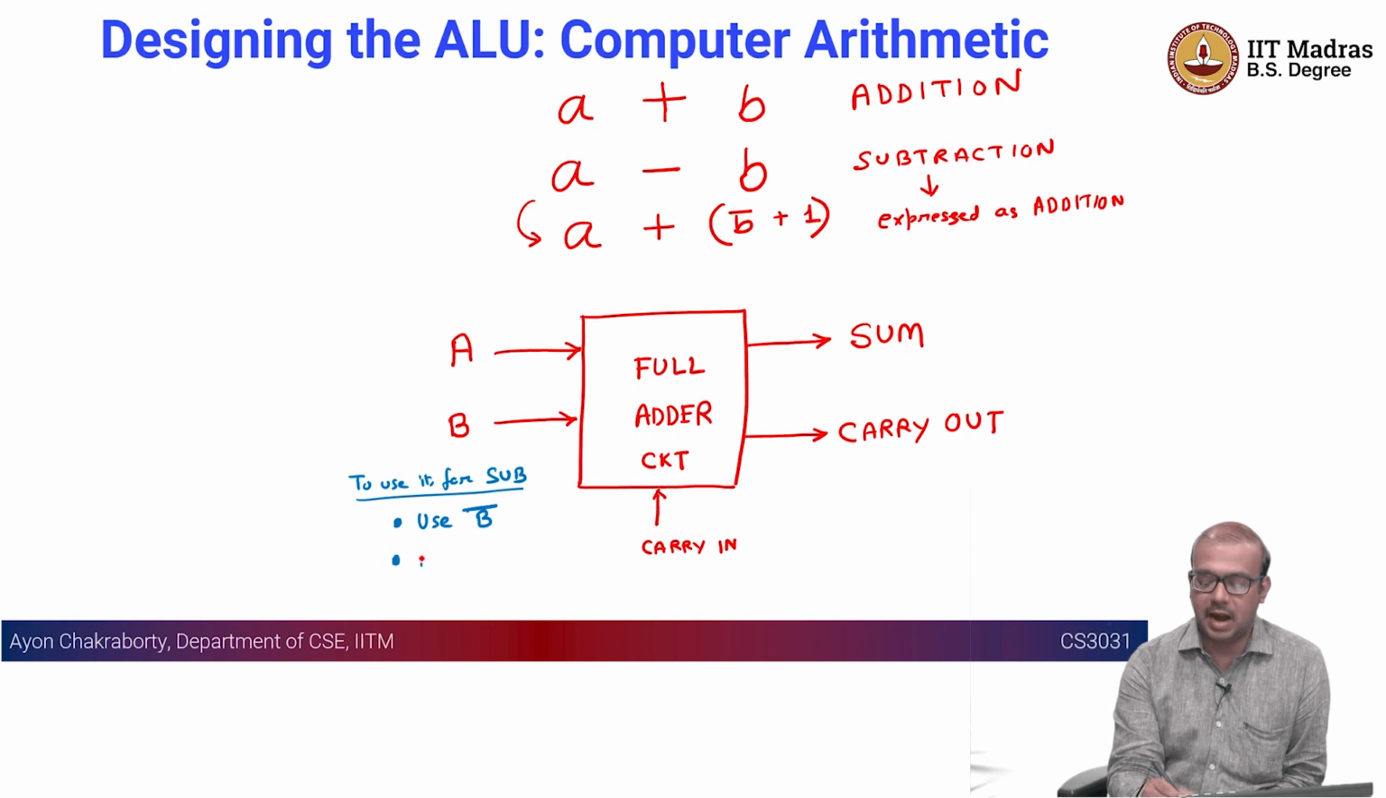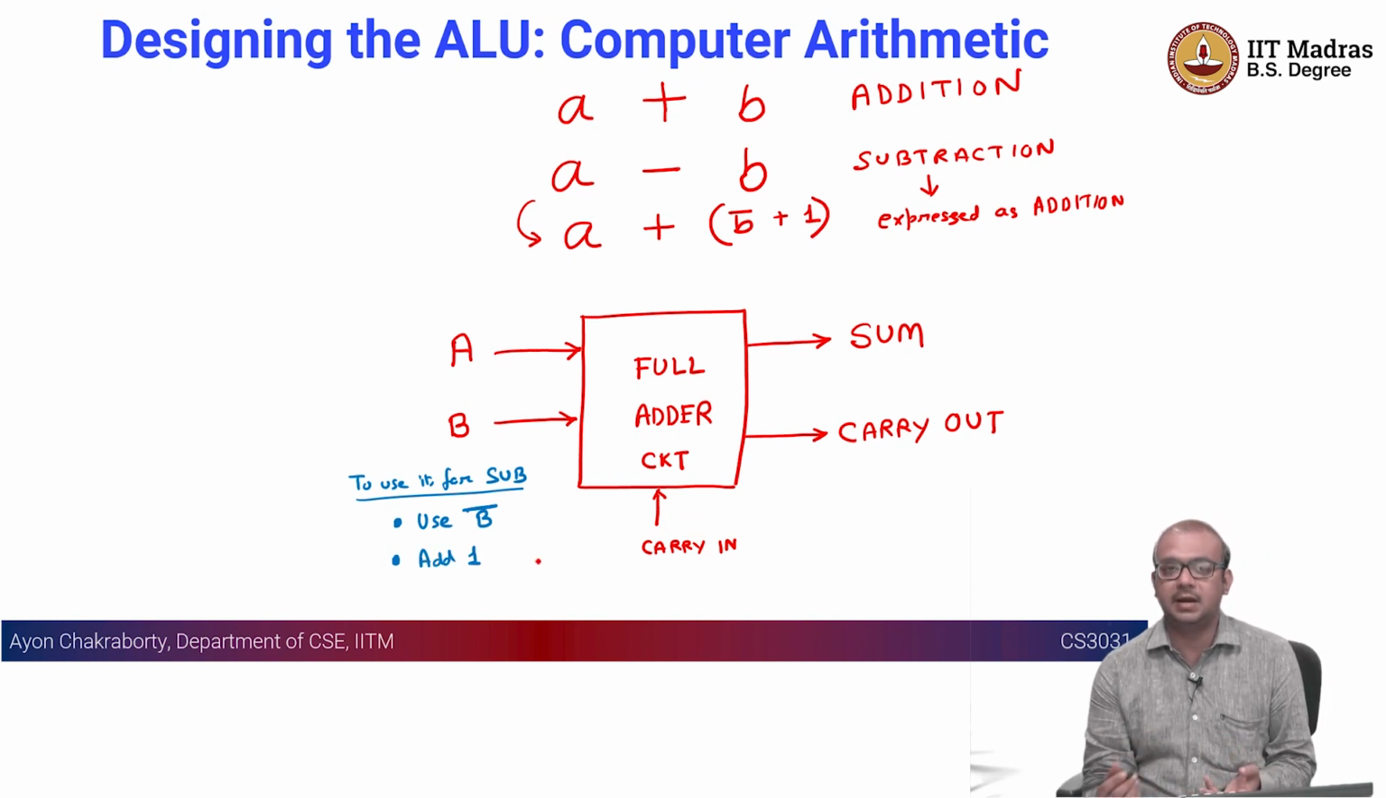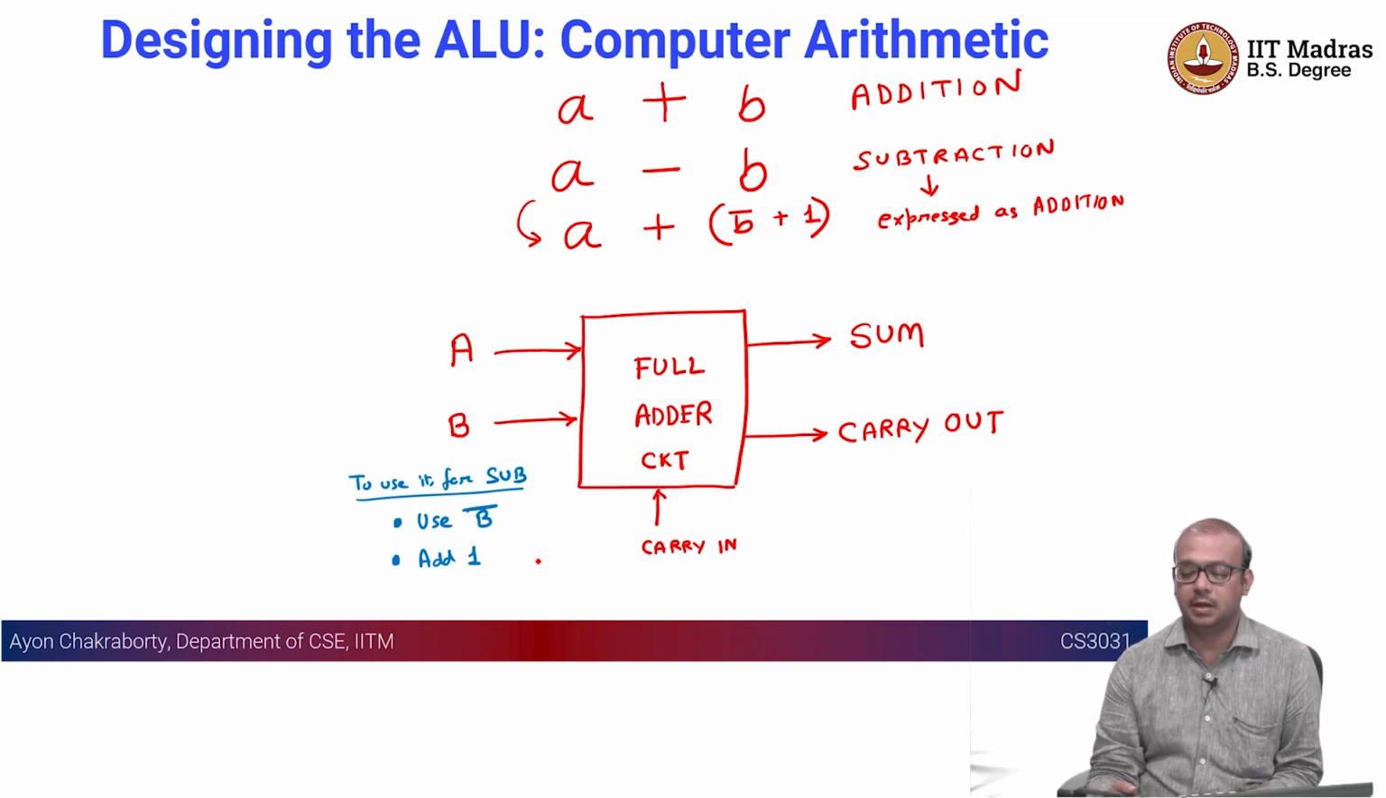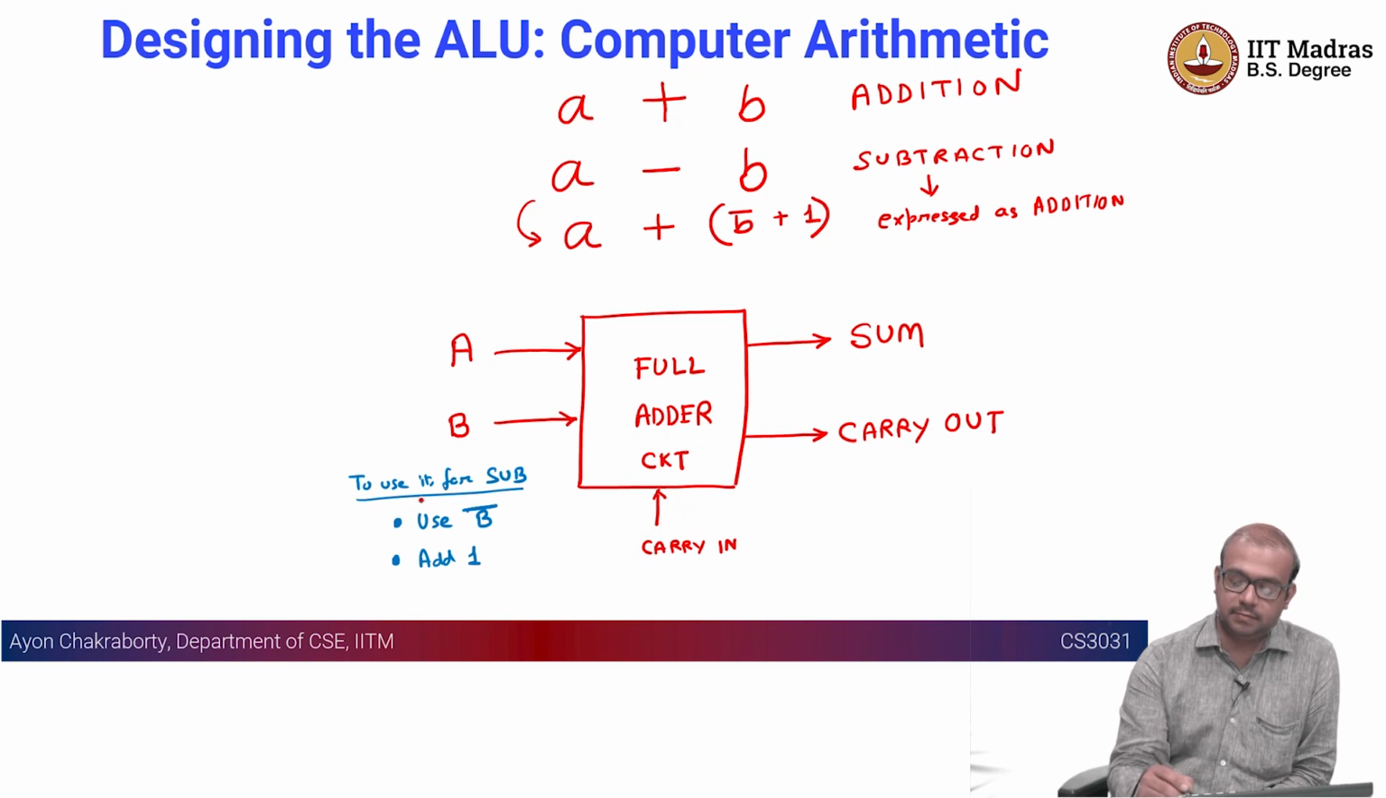Also, I have to do an addition, add 1, right? So for adding 1 itself, I need another adder. Just naively speaking, you have to do these two things, right? One of the tricks that we can play here is simply to use, let's say, a multiplexer to select between B and B bar. So I am trying to show this part of the circuit.